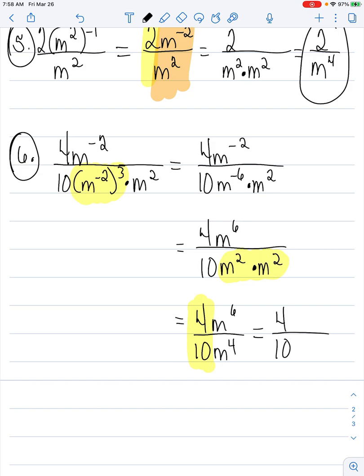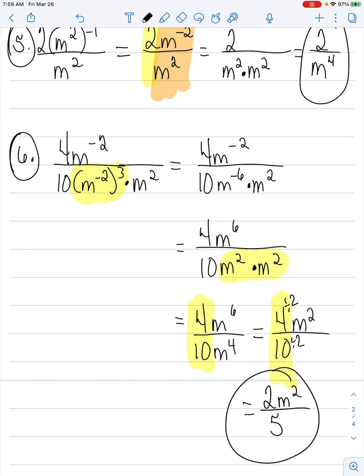So now, where do I have more m's? I have on the top more. How many more? 2. But remember, I still haven't simplified the 4 over 10, and both of those can be divided by 2, so let's do that. 4 divided by 2 is 2, and I've still got m to the second power up there. 10 divided by 2 is 5. So you should have gotten 2m squared over 5.